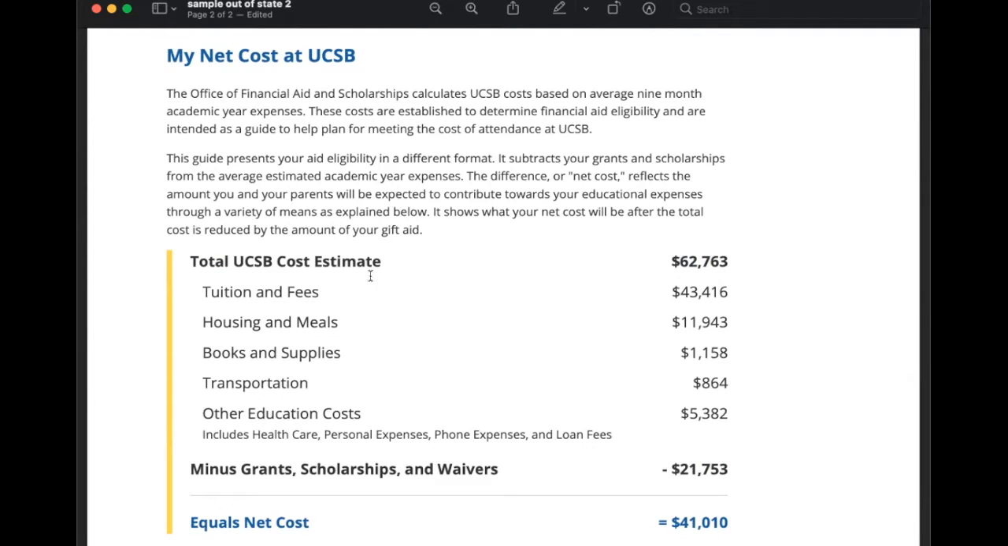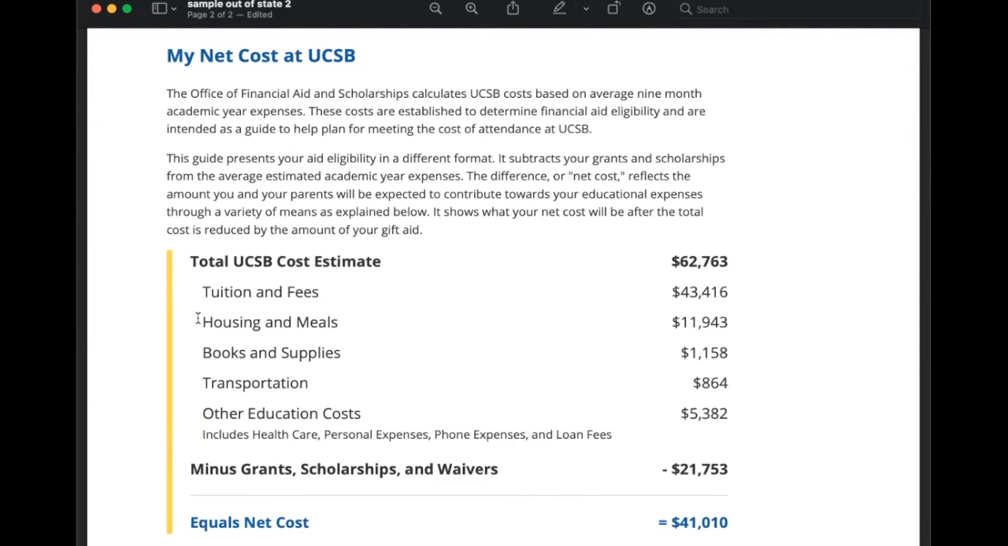In this student's case, the tuition fees are equal to $43,400. This is a pretty high number. This is usually because out-of-state students are charged an out-of-state tuition fee. We'll look at an in-state cost of attendance in a little bit, but just know that tuition fees are mandatory fees. So this is the amount that the student will have to pay no matter what per year at UC Santa Barbara.